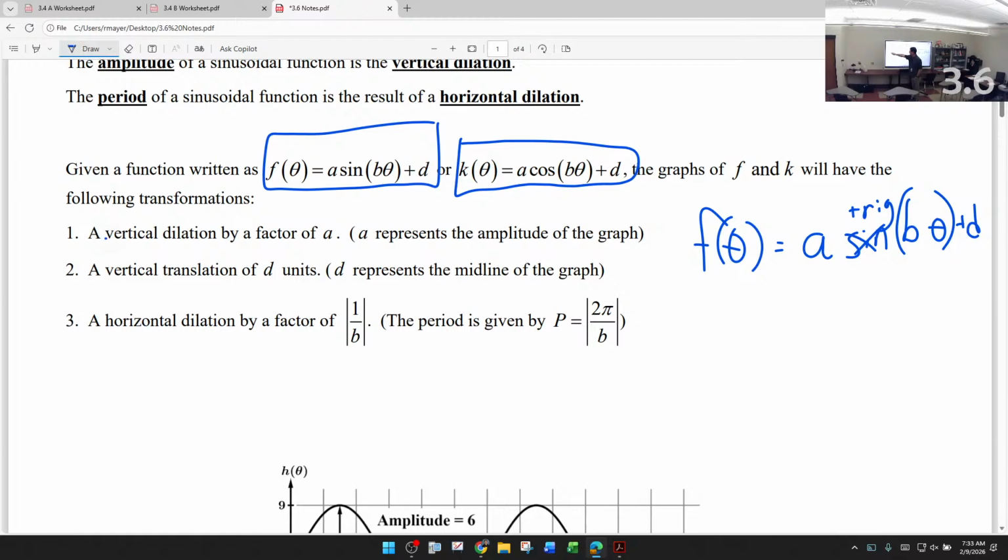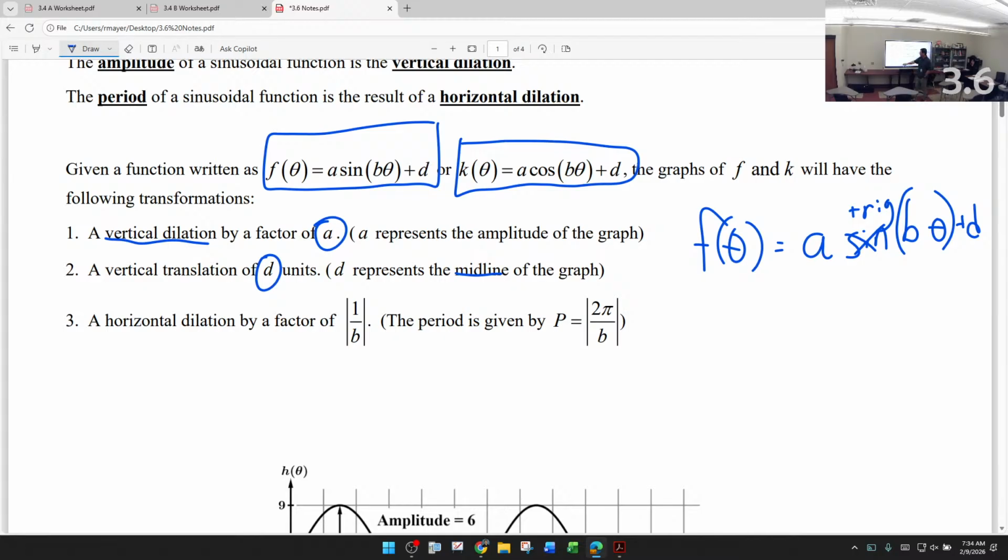Vertical dilation by a factor of A. A is the amplitude. You need to understand it's a vertical dilation, but A is the amplitude. A represents the amplitude. A vertical translation of D represents the midline. D is the midline. You're either moving the midline up or you're moving the midline down.